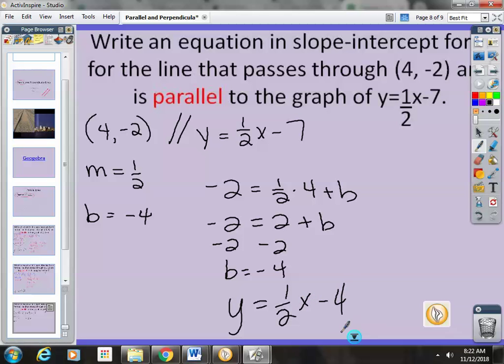Parallel lines have the same slope. We can find an equation of a line that's parallel by using the process that we learned back in section 4.2. Find m, find b, write your equation.